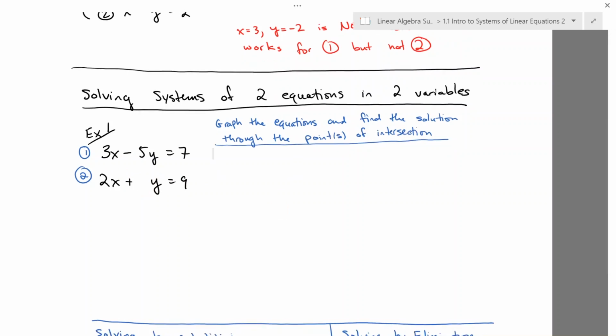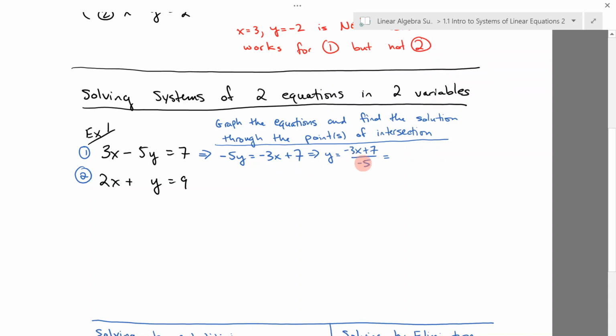Okay, so because these are linear equations, to graph them, it's easier to put them into slope-intercept form. So we solve for y. Solving the first one for y, I first subtract the 3x over to the other side. So it becomes minus 3x. And now to get the y by itself, I need to divide by negative 5. So you get y is equal to negative 3x plus 7 divided by negative 5. So we're dividing the whole thing by negative 5.